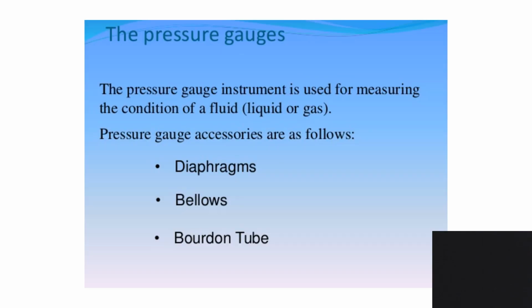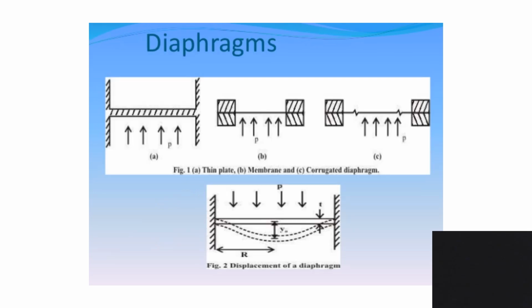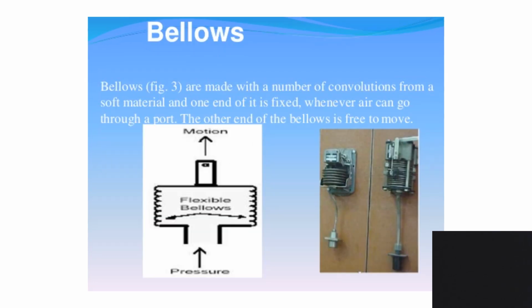Next is the pressure gauge, an instrument used for measuring the pressure of a fluid, either a liquid or a gas. Pressure is measured using three devices: the diaphragm, bellows and Bourdon tube. The diaphragm may be in the form of a thin plate, a membrane, or a corrugated diaphragm. When there is an increase in pressure, there will be a displacement in the diaphragm. This is the concept behind the diaphragm.